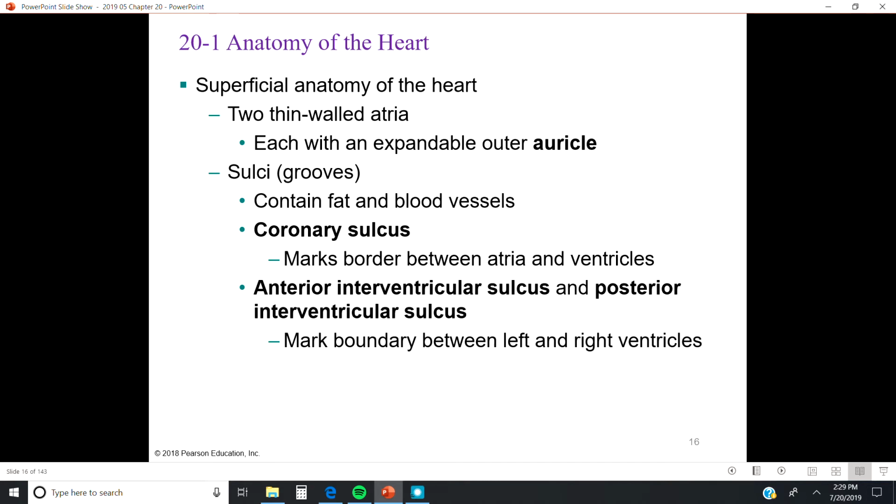The first sulcus we want to take a look at is a sulcus that's right between the atria above and the ventricles below. So it kind of goes around the whole heart, and it separates a little bit the atria that are going to be on top from the ventricles that are going to be down below. It's known as the coronary sulcus.